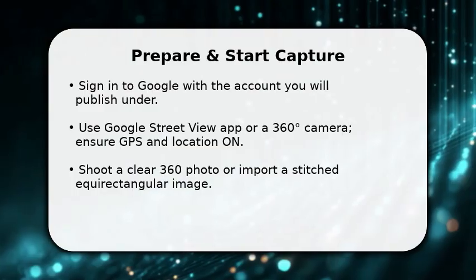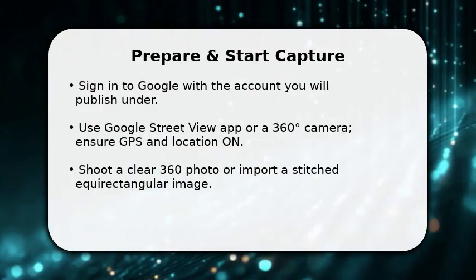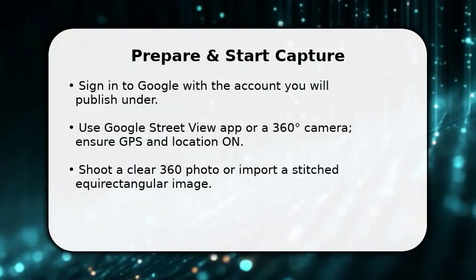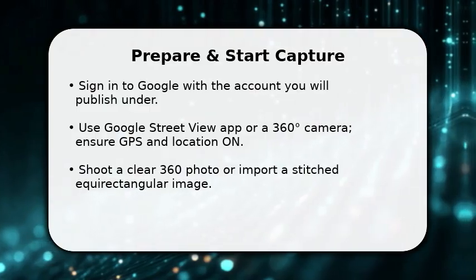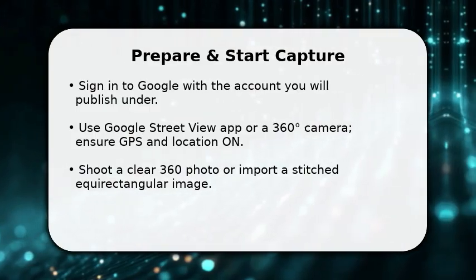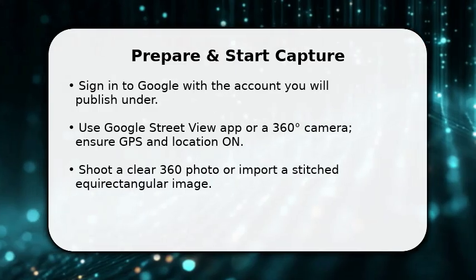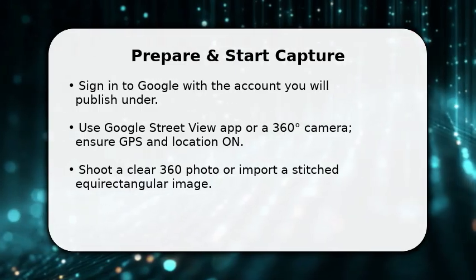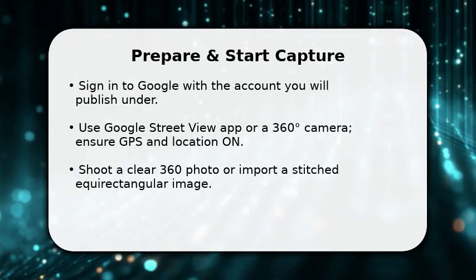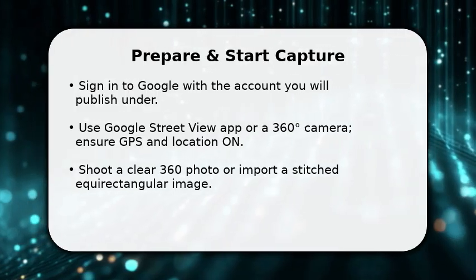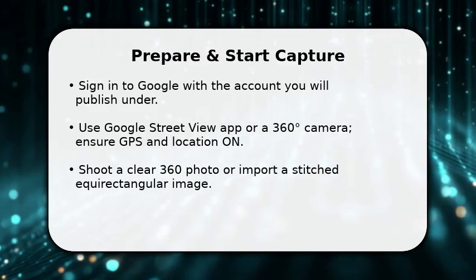You already have what matters: a signed-in Google account and a 360 degrees photo. Open the Street View app and tap the plus to create a new photo. If you used a dedicated 360 camera, import the stitched equirectangular image now. Make sure location permission is enabled so the photo gets the correct GPS tag.